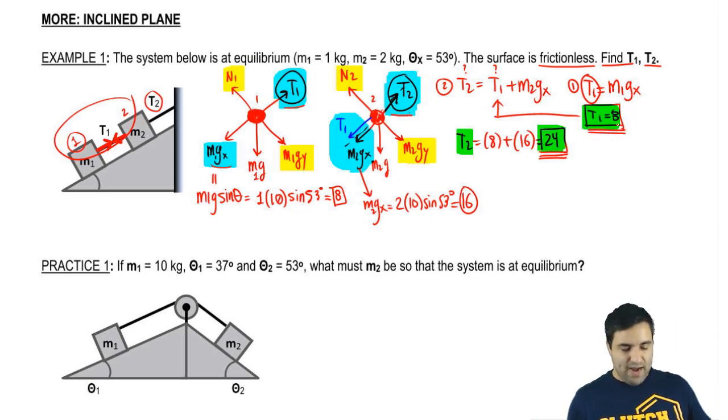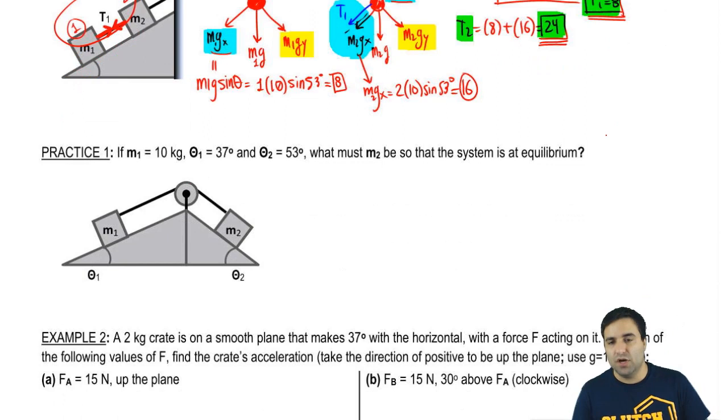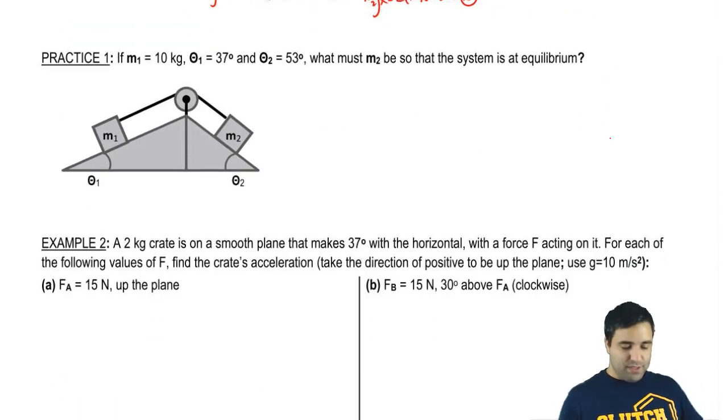Okay? Now I have a practice problem here, and I want you guys to give this a shot. I know it looks very scary because you have two inclined planes, the angles are different and whatnot. But remember, ultimately what's happening here is forces are canceling. So you can say force in this direction equals force in that direction, and you might be able to get this. So give this a shot, let's see what you get.